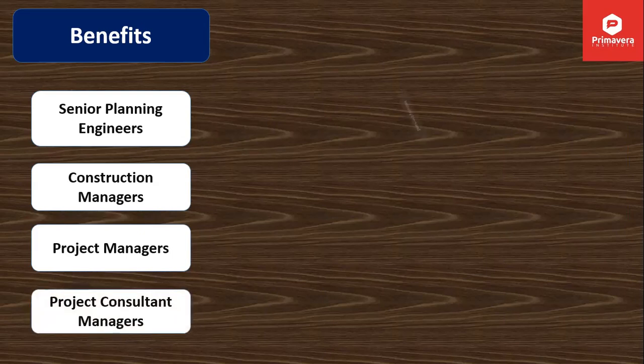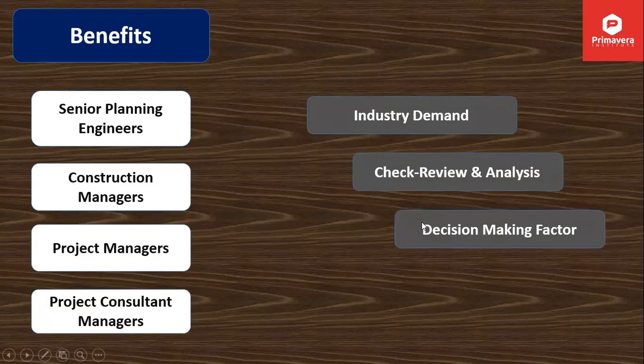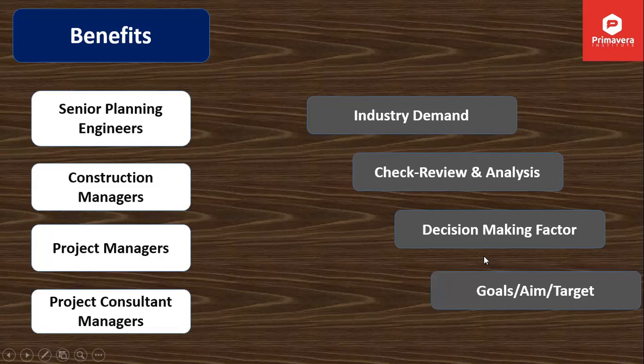So for project consultant managers, the industry demand is that you have to work on Primavera 6. You have to present every report in Primavera 6. So that's why you have to check, review and analyze all the reports. All these designations go through Primavera 6 reports. On the basis of those reports, you will make any decision. Okay. And your decision will decide your goal, your target, your company aim. So this is very important for senior positions to learn about Primavera software.